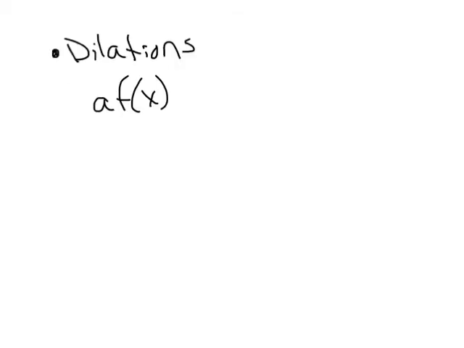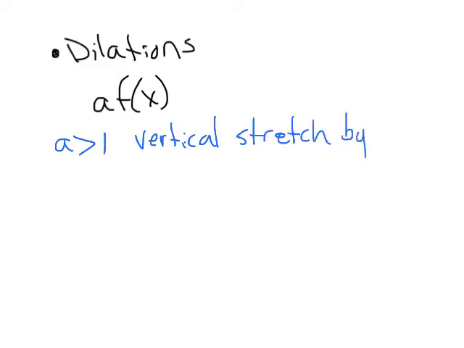So for dilations, we're going to focus on the dilations that are outside of the function. So I have some kind of a coefficient, and I'm going to multiply the entire function by that. This directly affects the y values. So we have two cases. We have the case where a is greater than 1. That means I'm multiplying by a big number, like 2 or 3 or 4 or 4.5 or whatever. And what that does is a vertical stretch by a factor of a.